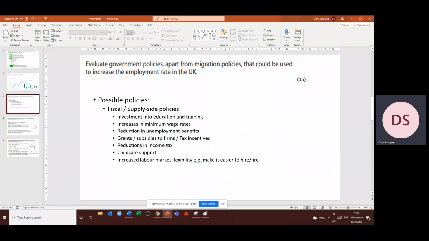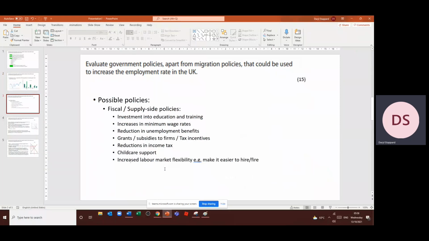Now I've listed seven different policies that you could talk about. You would pick two of these. So we could go for investments into education and training. We could go for increases in minimum wage rates. You could even argue, if you wanted to, a reduction in minimum wage rates. You could lower unemployment benefits. We could do some kind of incentives for businesses, so grants, subsidies, or reductions in corporate taxes. We could lower income tax as a way of incentivising more people to work. We could make childcare more accessible or more affordable to incentivise more people to want to work or make it more able for people to work.